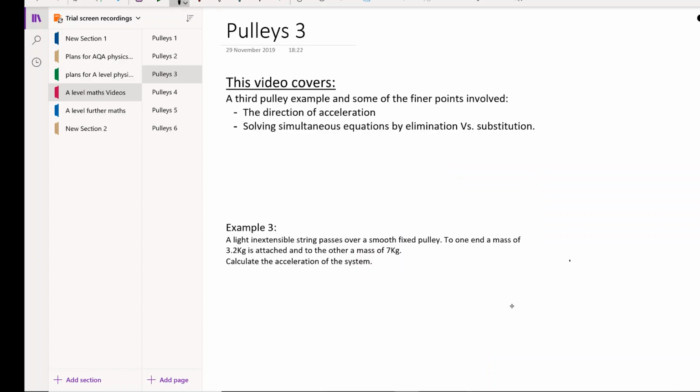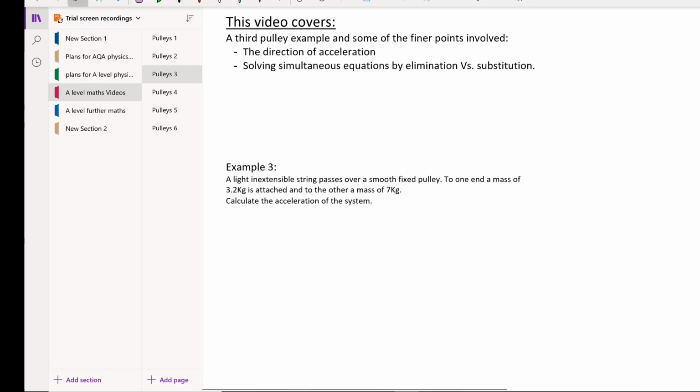This is the third video in the series of videos on pulleys. This video covers a third pulley example and discusses some of the finer points. One of those points is getting the direction of acceleration correct, or what happens when you don't get that correct. And then solving simultaneous equations by elimination versus substitution. This was mentioned in an earlier video. The point would just be to prove that they come out the same way. You get the same answer from either method.